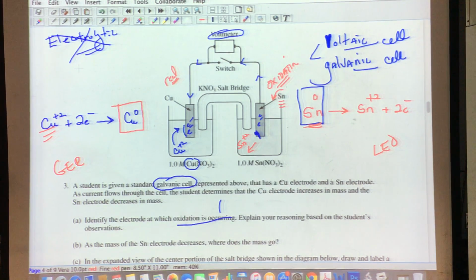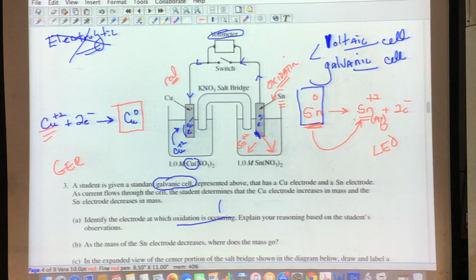As the mass of the tin electrode decreases, where does the mass go? Well, you could say that it goes to the copper, but remember electrons don't have much mass. The best answer is that the mass of the metal becomes tin aqueous ions. So we'd say the mass goes into solution. Look at your half reaction. Solid metal is going into solution. I'm not sure if they'd accept going into the copper. I'd say yes, a little bit of the mass is going that way. Okay.